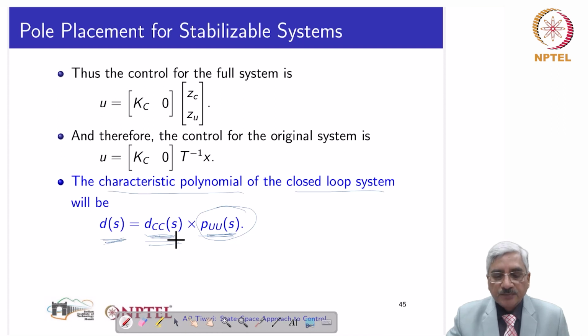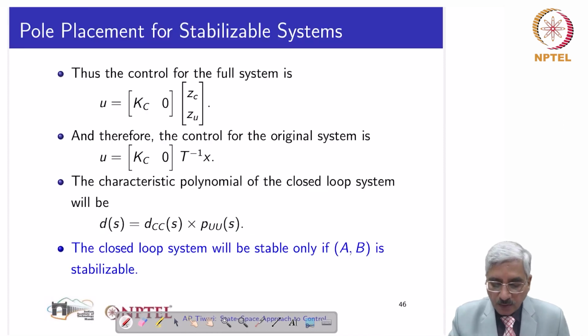And of course, the closed loop system design will be stable only if (A, B) is stabilizable, meaning that only if the roots of this polynomial, the uncontrollable polynomial, are already in the left half s-plane, then only the closed loop system designed through this desired characteristic polynomial of the controllable subsystem will be stable. Only then the closed loop system will be stable.